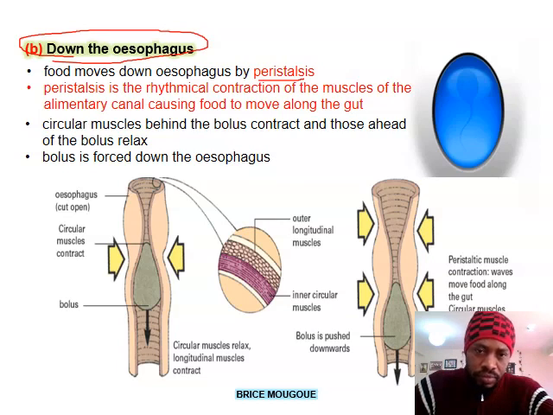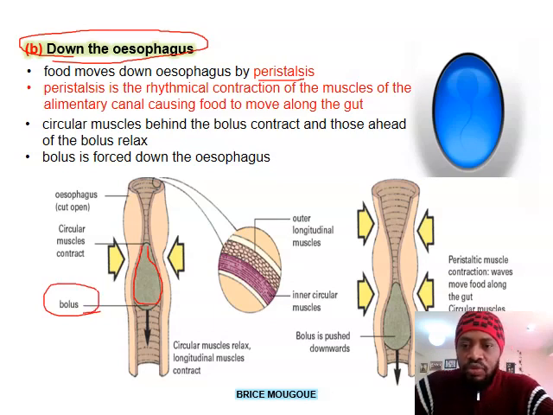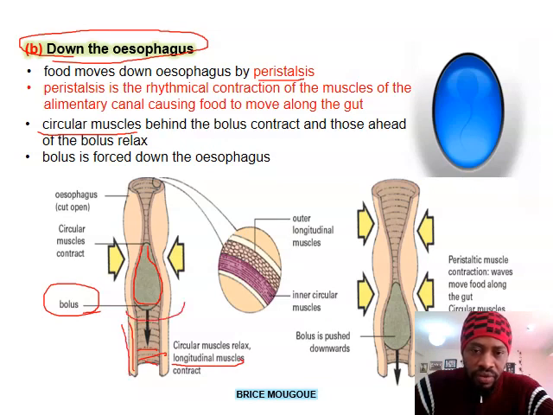Now, when food is moving down the esophagus, it moves in the form of a ball. That's what we call the bolus. The esophagus is made up of two types of muscles. We have circular muscles. You'll see them here like lines, circular muscles. And we also have longitudinal muscles. They are kind of straight downwards. So we have circular muscles and we have longitudinal muscles.